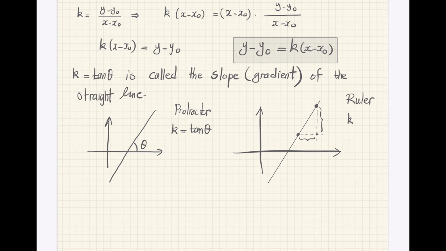This length usually is called delta y, and this length is usually called delta x. Delta in mathematics usually represents the change in a variable. This means the change in the y variable. This means the change in the x variable. So what you do is divide delta y by delta x. So if you have a ruler available to calculate the length, to calculate the slope, you can do it in that way. If you just have a protractor, you don't have any length measuring device, so then you can use this formula to calculate the slope.